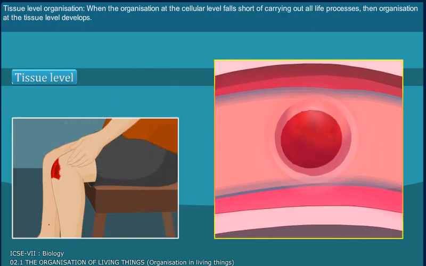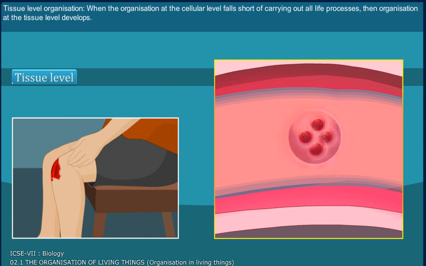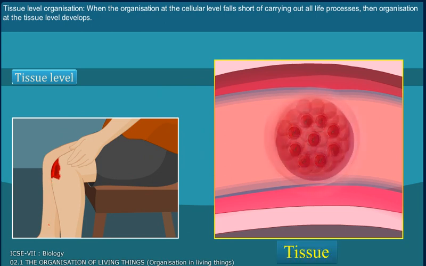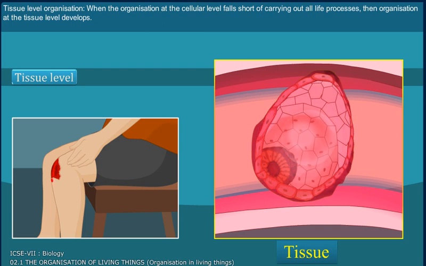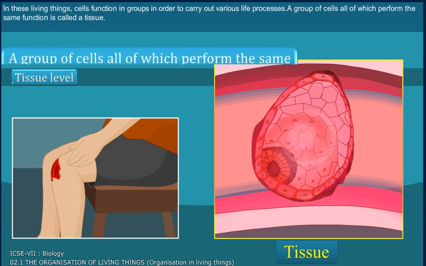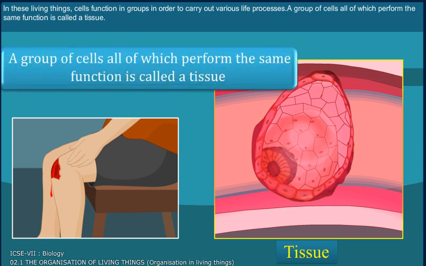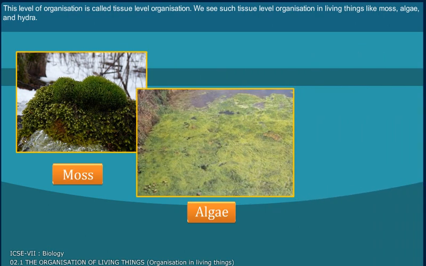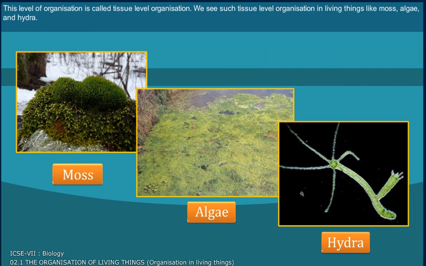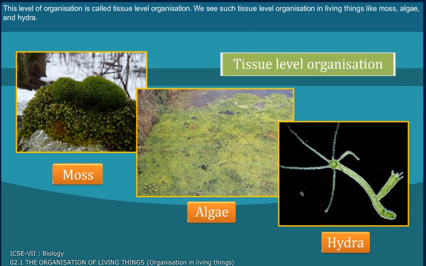Tissue level organization. When the organization at the cellular level falls short of carrying out all life processes, then organization at the tissue level develops. In these living things, cells function in groups in order to carry out various life processes. A group of cells, all of which perform the same function, is called a tissue. This level of organization is called tissue-level organization. We see such tissue-level organization in living things like moss, algae, and hydra.